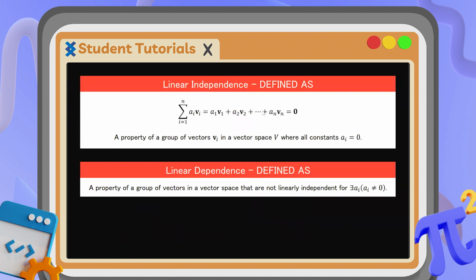Next, we have the concept of linear independence and dependence. In linear independence, we take a linear combination of vectors and it should get you to the zero vector, provided that all your constants must be equal to 0. However, linear dependence is a group of vectors in a vector space that are not linearly independent. How do we find out if it's linearly dependent? Simply negate this expression, all constants a sub i equal to 0, to there exists a constant a sub i that is non-zero, which would mean that the group of vectors is linearly dependent.